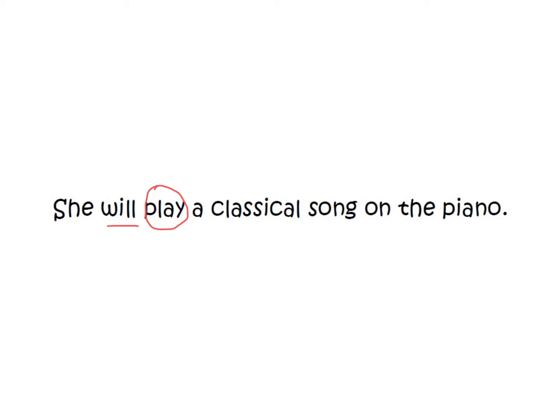So if we just had the regular sentence, "She play a classical song on the piano," it doesn't really sound like it makes too much sense to us. So we need that helping verb to connect the subject, that's the who or what we're talking about, with the verb, telling what the subject is doing. Let's take a look at another example.